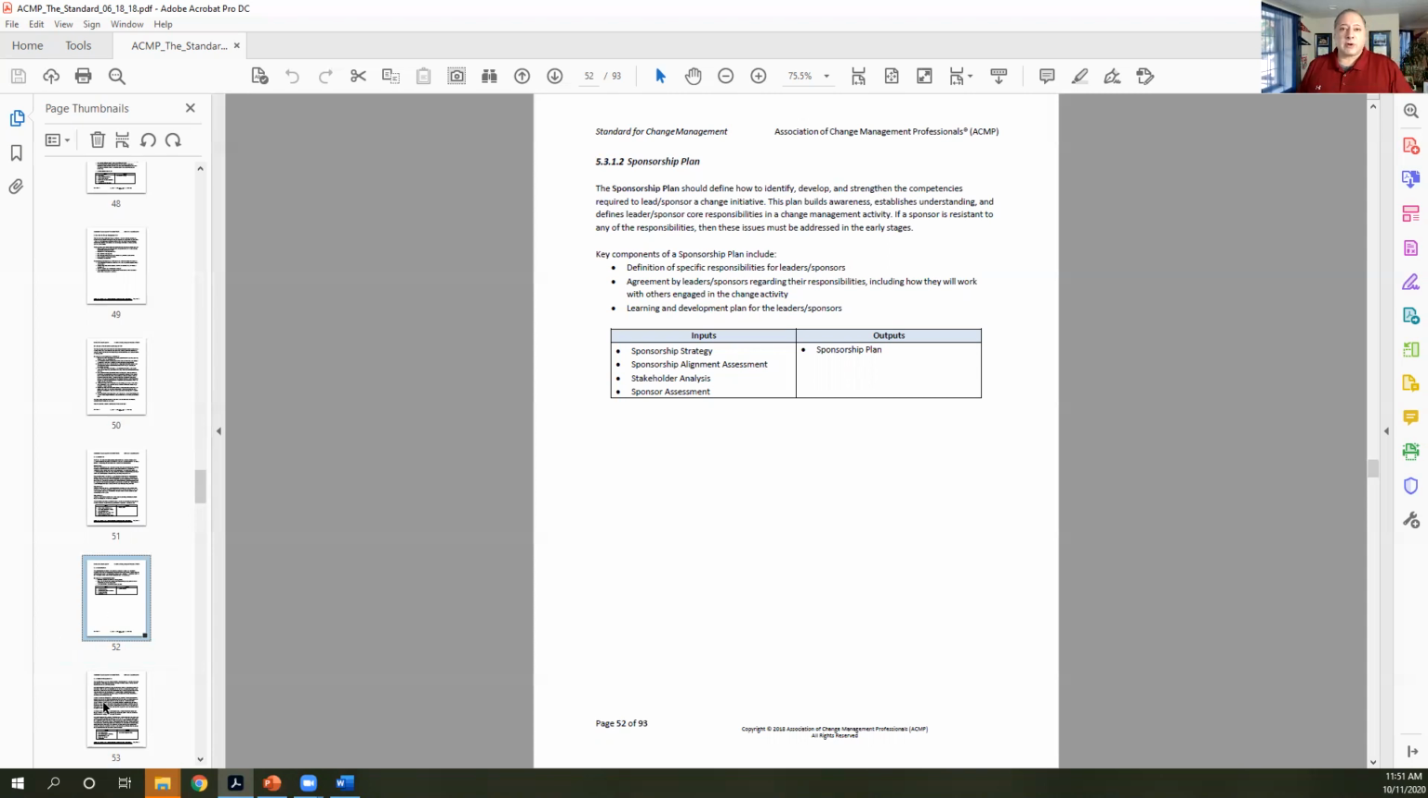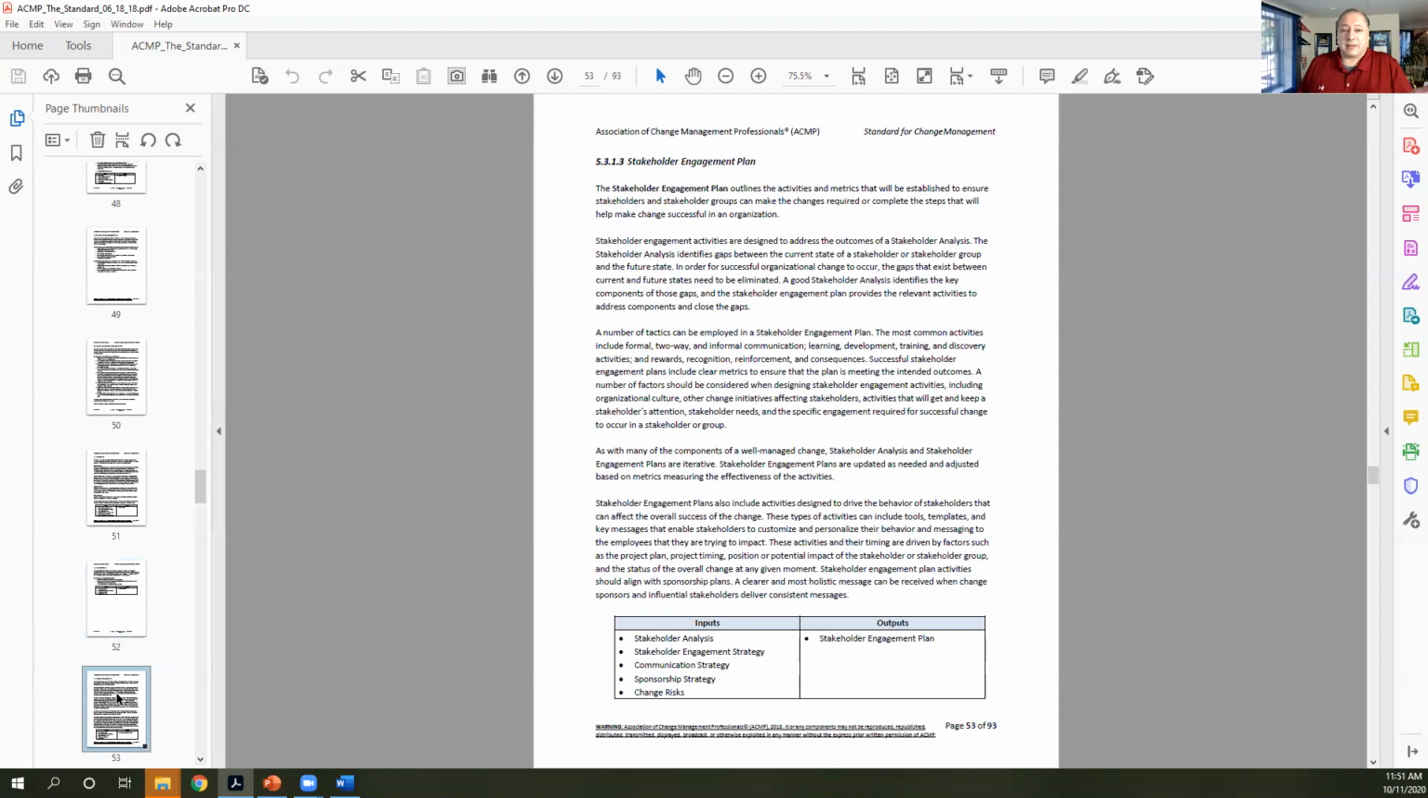So sponsors are very important. You've got to keep them engaged, and you should have a plan for that. Otherwise, by default, what happens is they disengage. And that's why these plans are important. Same with stakeholder management or stakeholder engagement.